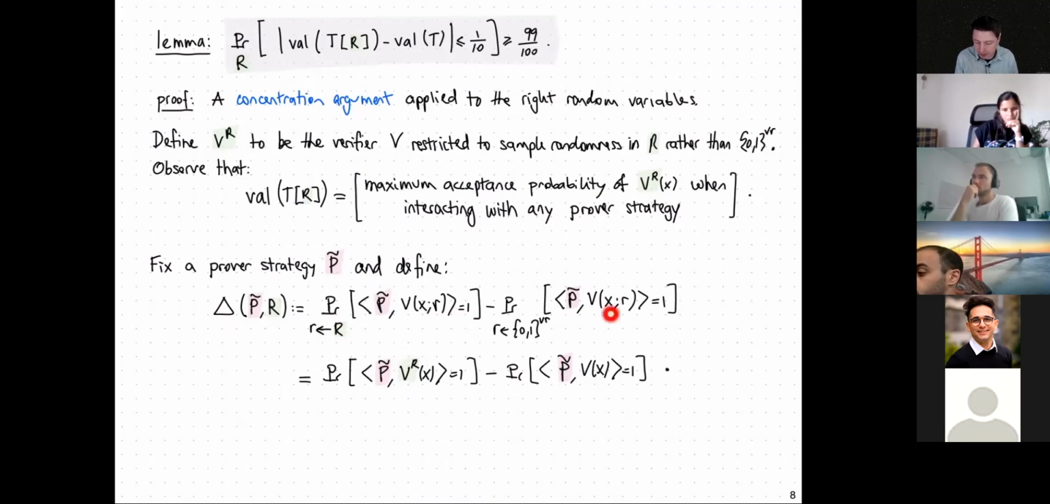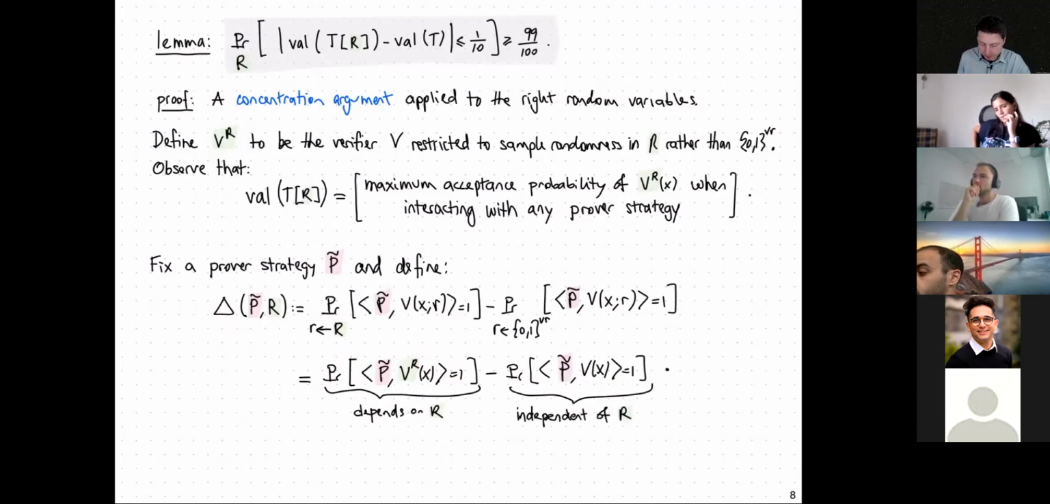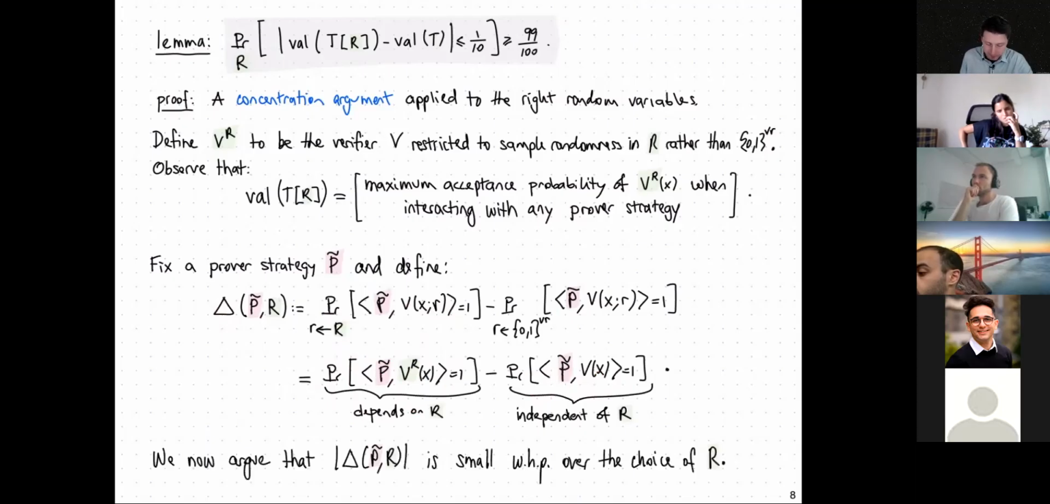And I just wrote it out explicitly here. And here we have just some syntactic sugar. So notice that this quantity depends on R, and this one does not, because this is just whatever P tilde does against the original verifier. So all we need to do is argue that the difference delta is small with high probability over the choice of R. We'll see why that suffices in a moment, but we want to first argue that.